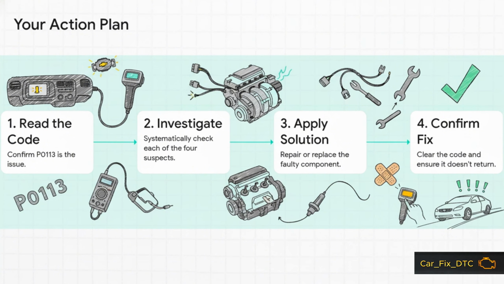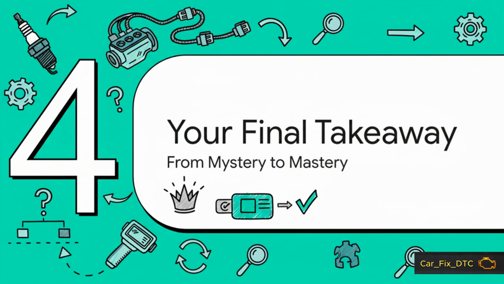Step 2, investigate systematically. And here's a pro tip. Start with the easy stuff. Look for obvious air leaks or loose connectors before you start testing sensors. Step 3, once you've found the bad guy, apply the fix. Repair it or replace it. And step 4, and this is super important, clear the code, and then go for a drive to make sure it doesn't come back. And just like that, what started as a confusing mystery is now a clear path to getting it fixed. You've gone from mystery to mastery.